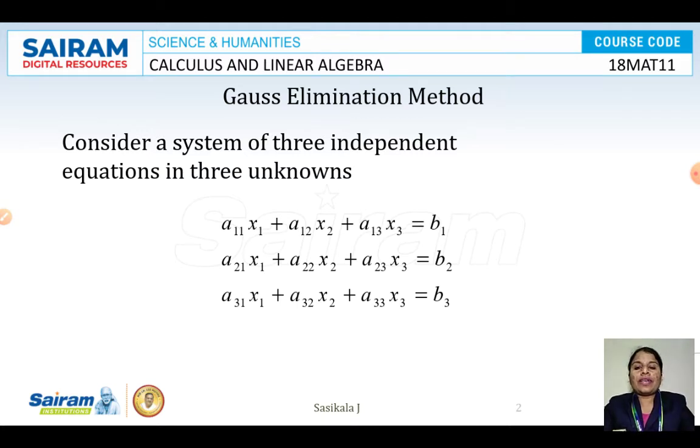So we first consider a system of three independent equations in three unknowns. It will be: a11x1 plus a12x2 plus a13x3 is equal to b1. Then a21x1 plus a22x2 plus a23x3 equal to b2. Then a31x1 plus a32x2 plus a33x3 equal to b3. So first we are considering three equations: the first equation, second and third equations, and the unknowns are x1, x2, x3.